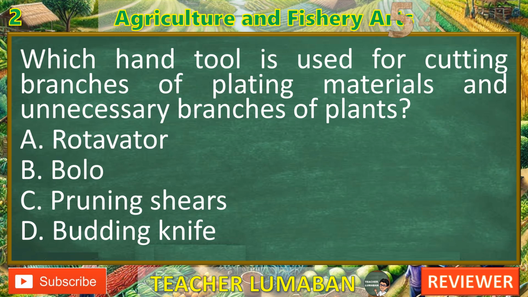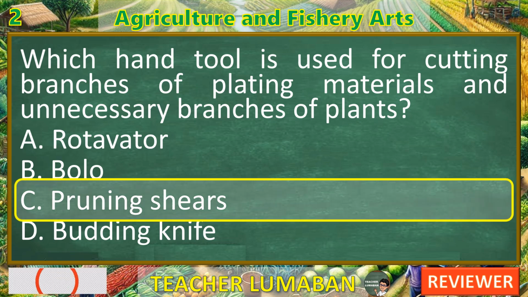5, 4, 3, 2, 1. The correct answer is C. Pruning shears. Here's an explanation of each choice. A. Rotavator. This is a machine, not a hand tool, used to prepare the soil for planting by tilling and breaking up the soil. It is not used for cutting branches.